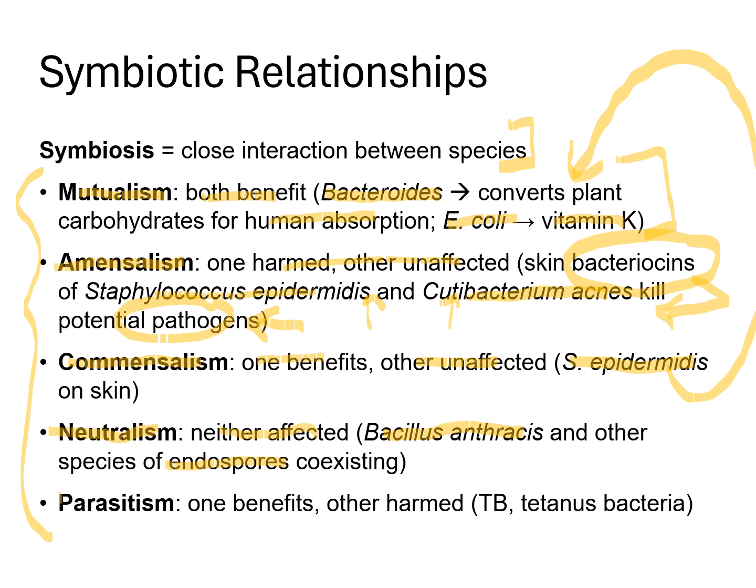And finally, parasitism is when one species benefits but the other is harmed, and this is the case anytime a microbe is making us sick. For example, in tuberculosis or tetanus, these bacteria are benefiting from living and feeding off our nutrients, but we're being harmed because these bacteria are causing disease in our bodies.